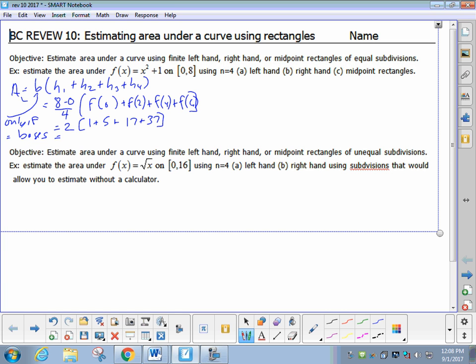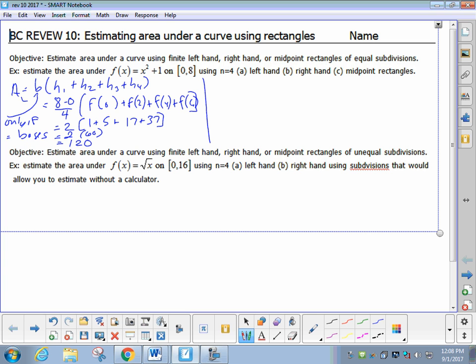Mentally, what is 1 plus 5 plus 17 plus 37? Yes, mentally. By the time you said mentally, you could have done it. 60, 70. This is so sad. 60 is the answer. And that's 120. All right.